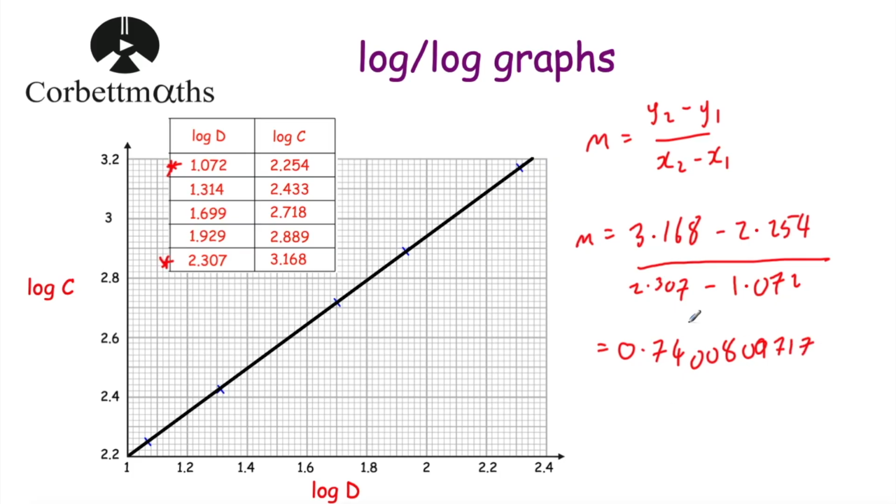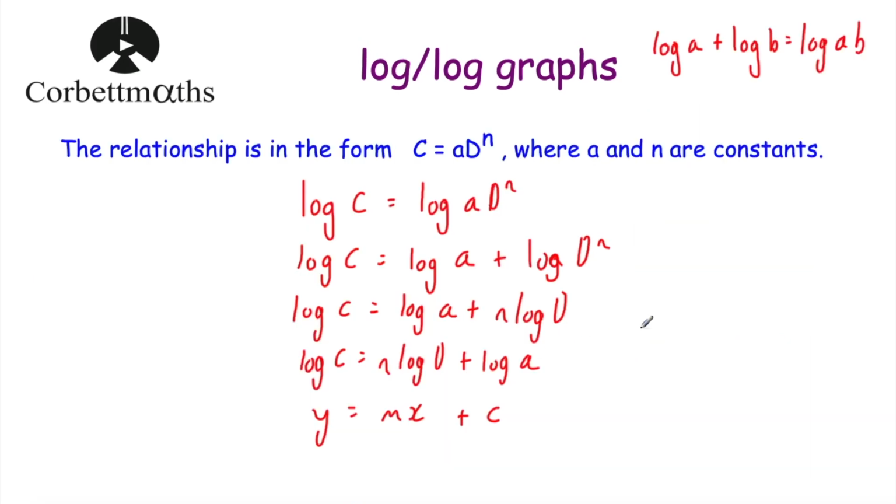When we work that out, we get 0.7400809717. I'm going to round this to 2 decimal places, so that'll be equal to 0.74. So the gradient of this line is 0.74. That's fantastic. We found the gradient of the line, m, is equal to 0.74. That means that n is equal to 0.74.